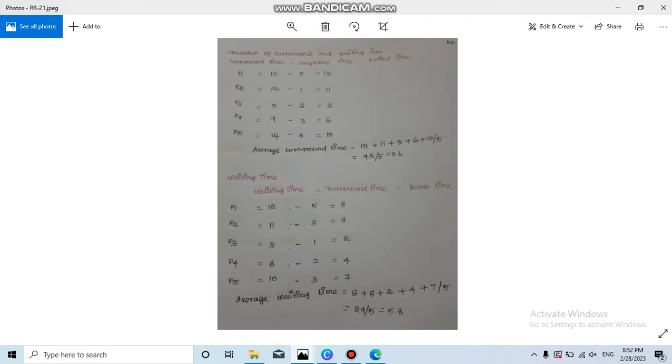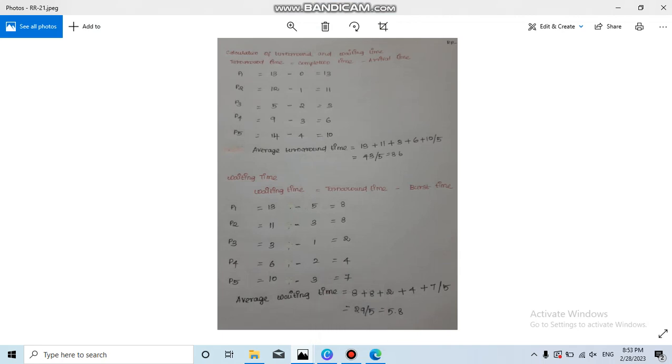At time 0 process 1 came, at time 1 process 2, and at time 2 process 3. Likewise, we have to compute the turnaround time, and in that way compute the average turnaround time. For waiting time, we take the turnaround time minus the burst time, the execution time of each and every process, and then we get the average waiting time.